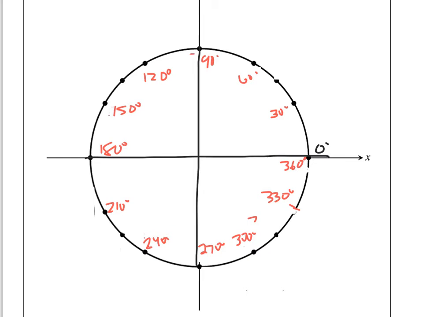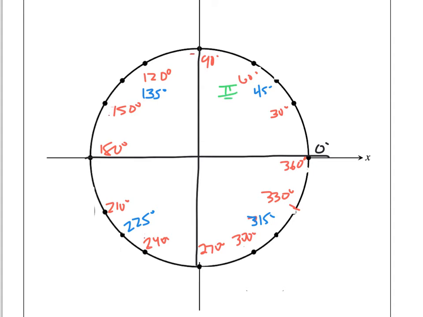Now I'm going to do the 45. So I have 45 degrees, 90, I have 135, 180, 225, 270, and 315. That wasn't so bad, was it? All right, let's do our radians.